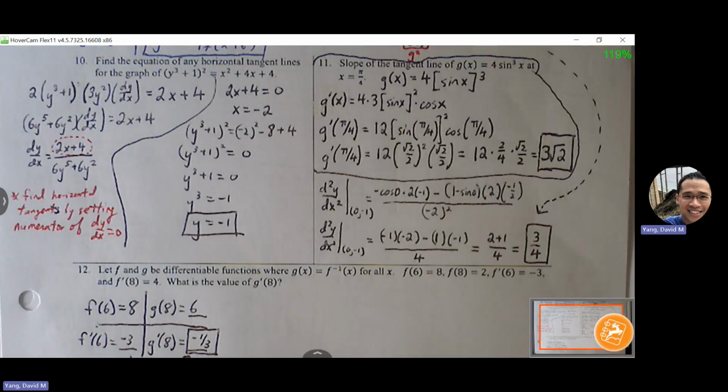Okay, for number 10, horizontal tangent means, once you find the derivative, you set the numerator equal to 0. That is how we find horizontal tangent.